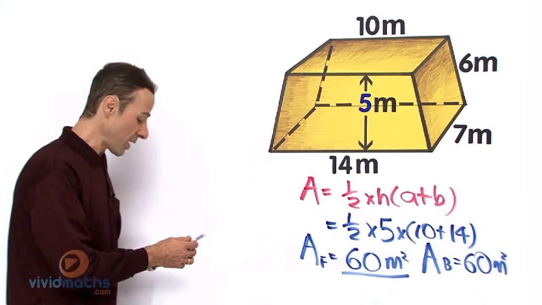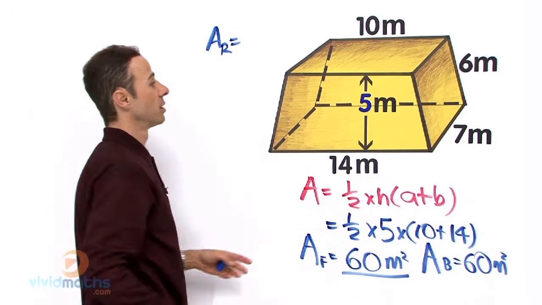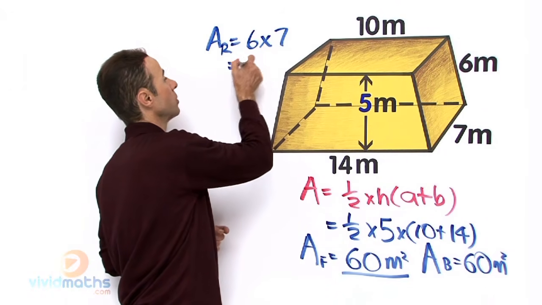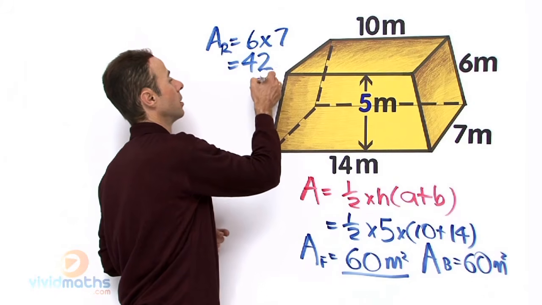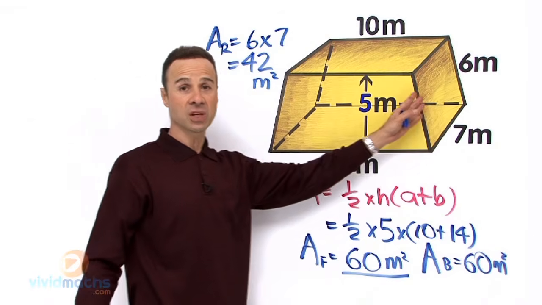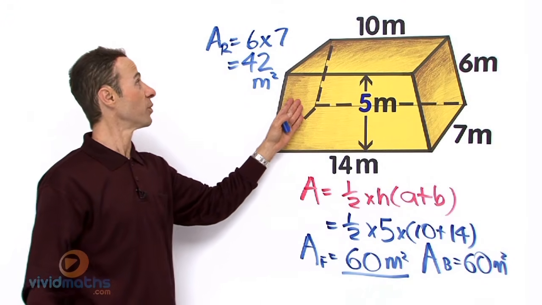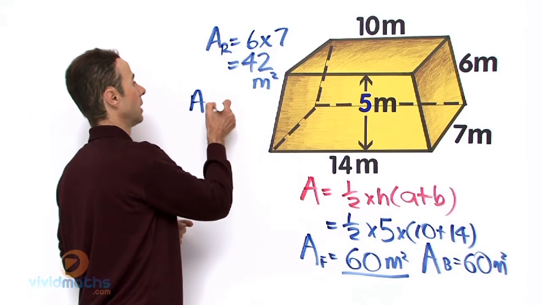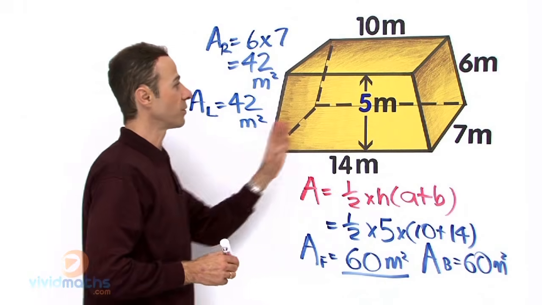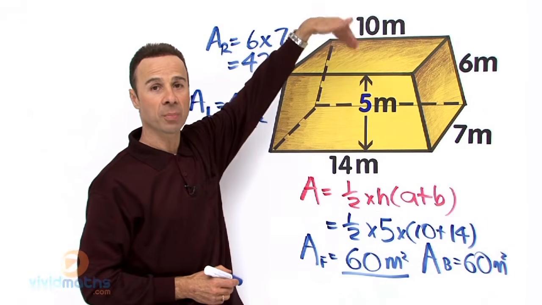So right-sided face, area of the right equals 6 times 7, which equals 42 meters squared. So there's the right side. Now if the right side is 42, guess what? The left side, because it's symmetrical, is exactly the same. So that's also going to be 42. So area left equals 42 meters squared. So we've got the front, we've got the back, we've got the right, we've got the left. Now let's work out the area of the top right up there.